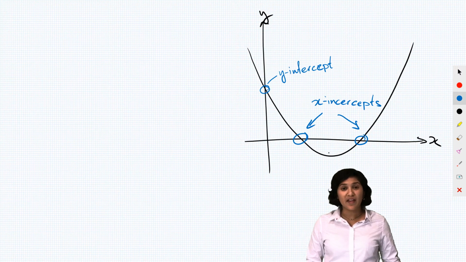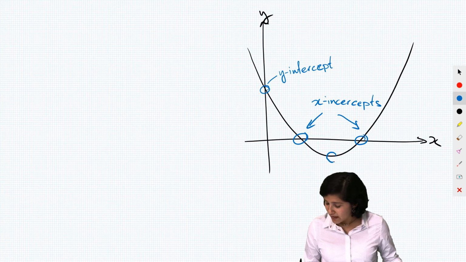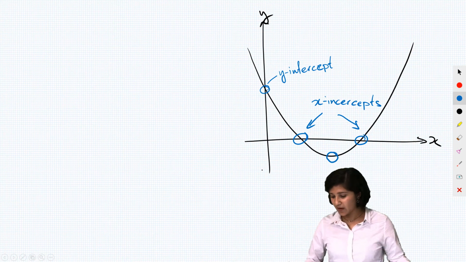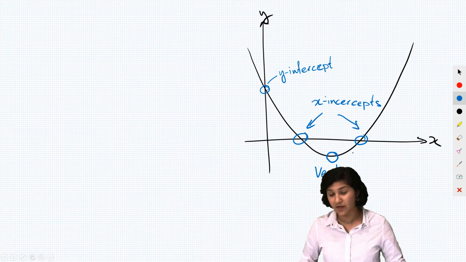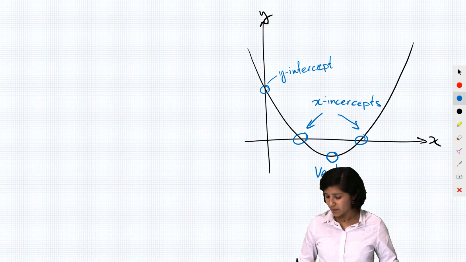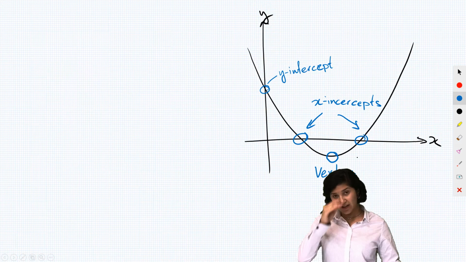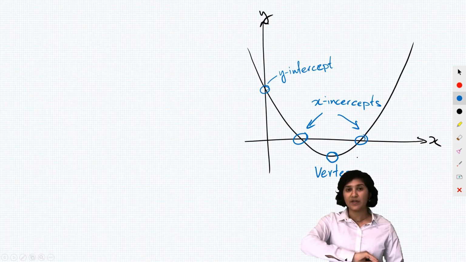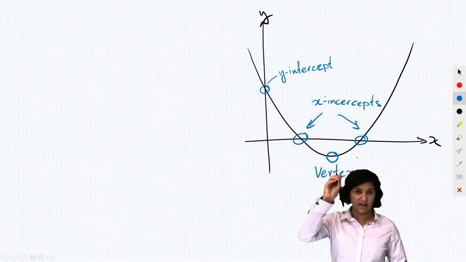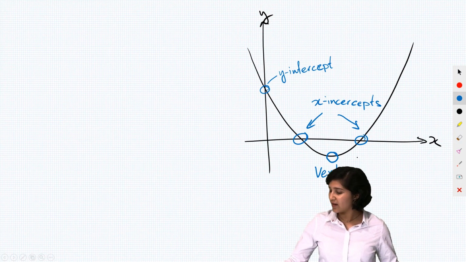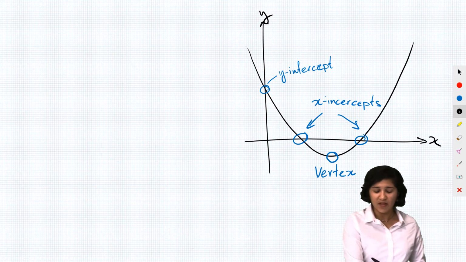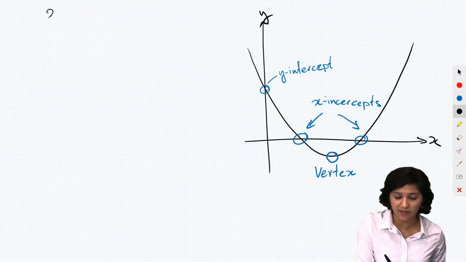And then we have another feature, which is right in the middle of the parabola, which is called the vertex. So this is the point where the graph turns around. If it's a parabola like this, then it's the very minimum point. If it's an upside down parabola, it will be the maximum. But either way, it's called the vertex. So knowing that, we can look at the 3 different forms of quadratics.